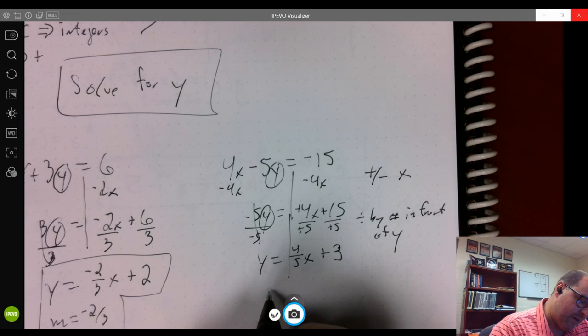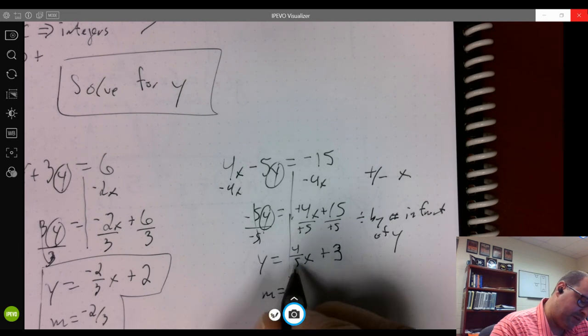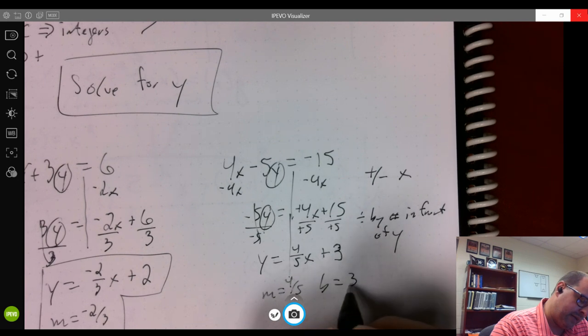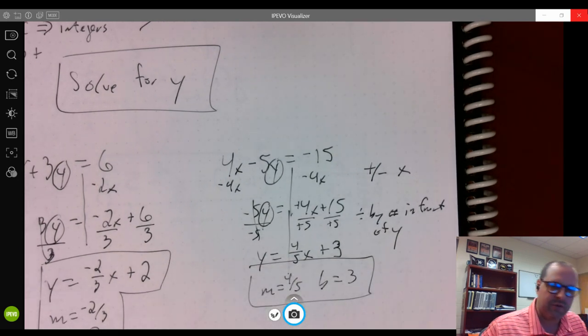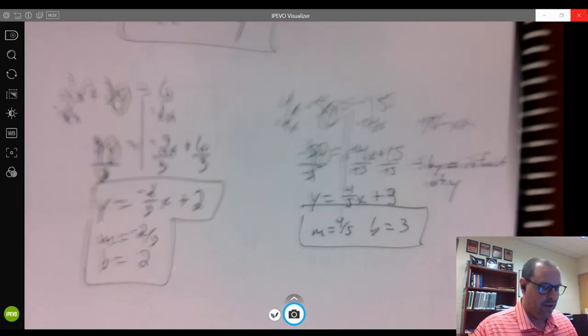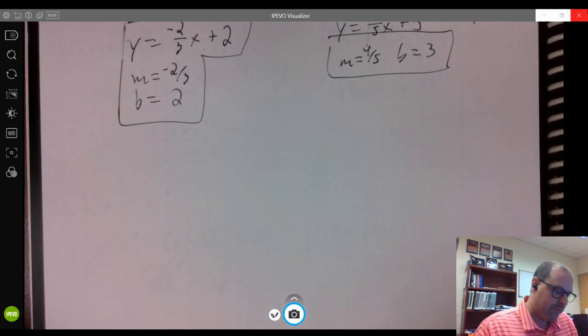So when I'm looking at it now, what's the slope? Well, what's the number in front of x? 4/5. What's the y-intercept? What's the number by itself, or the constant? 3. Okay. All right, let's take a look at one more.